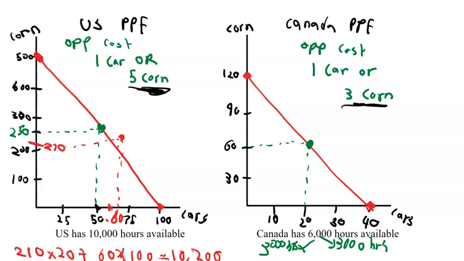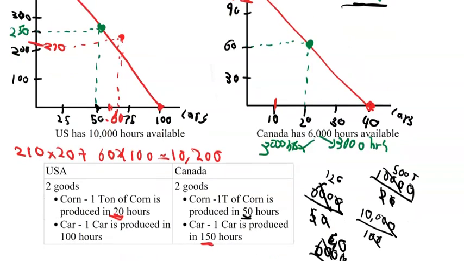Canada received 40 tons of wheat from the US. So from 60, they will go to 100. And they sold 10 cars, and so they are left with 10 cars at home. Now, where is this point going to be? We can again calculate that.